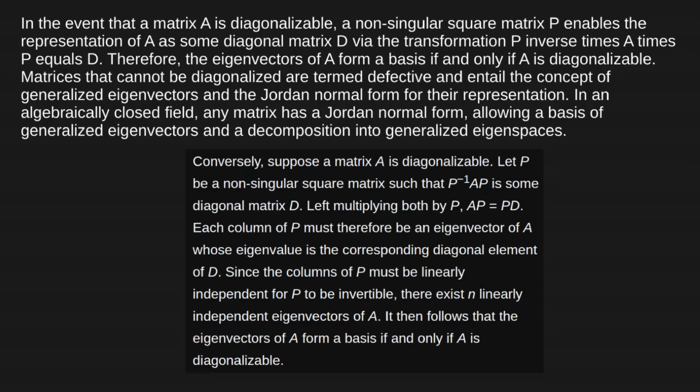Matrices that cannot be diagonalized are termed defective and entail the concept of generalized eigenvectors and the Jordan normal form for their representation. In an algebraically closed field, any matrix has a Jordan normal form, allowing a basis of generalized eigenvectors and a decomposition into generalized eigenspaces.